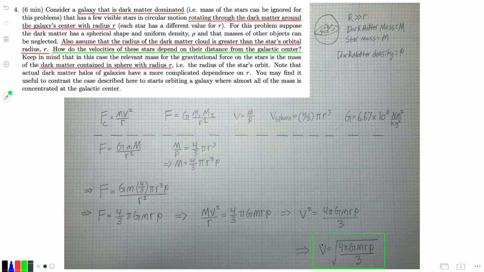I wasn't quite sure about having the square root of the gravitational constant at first, but I think in this form it looks pretty all right.